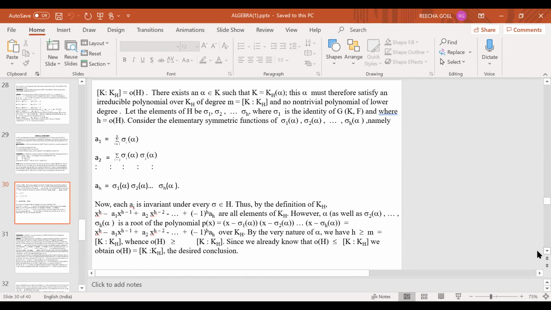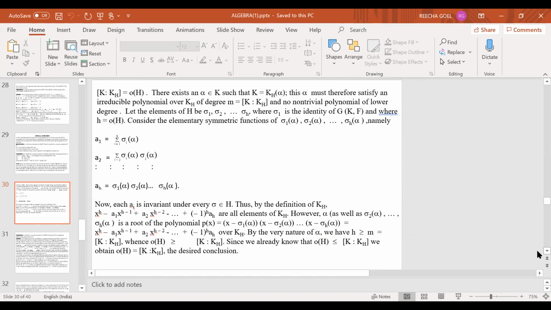Let the elements of H be, say, sigma 1, sigma 2, up to sigma h. Remember, because H is a group, one of the elements has to be the identity. So let us assume that sigma 1 is the identity element of G, and where the order of H I have assumed to be equal to h. Now consider the elementary functions. Now this is an important concept, elementary function.